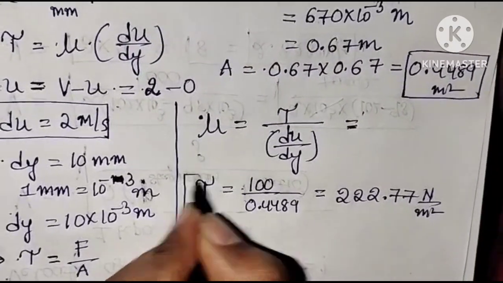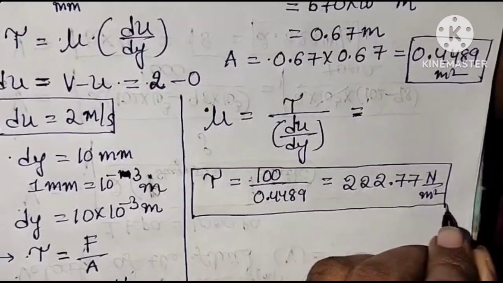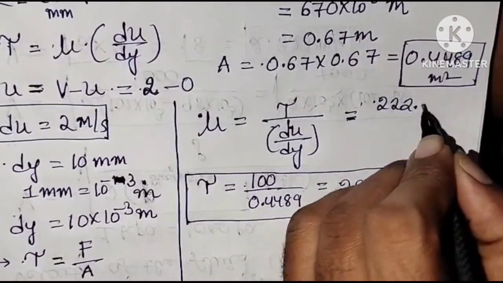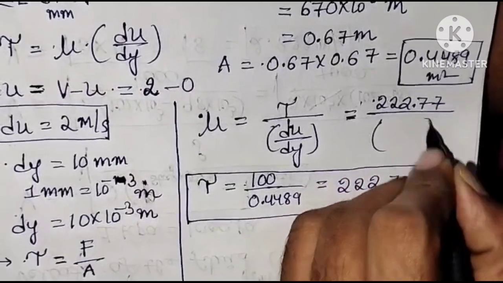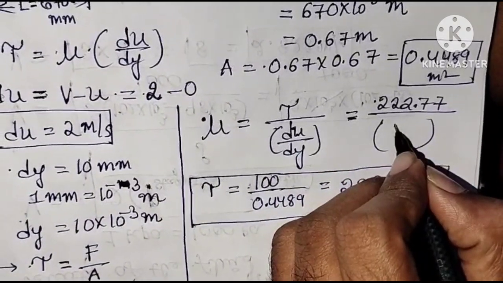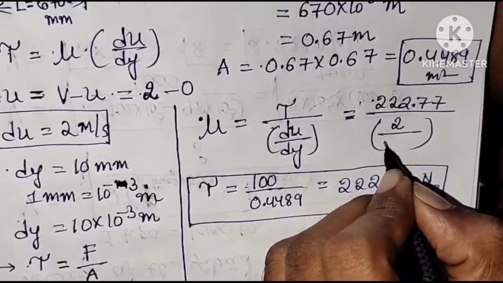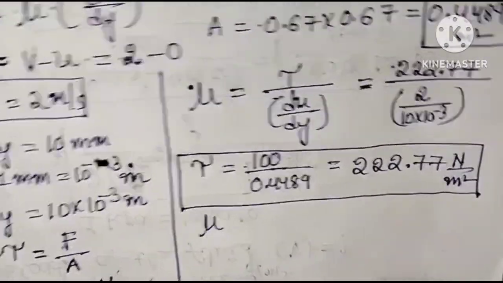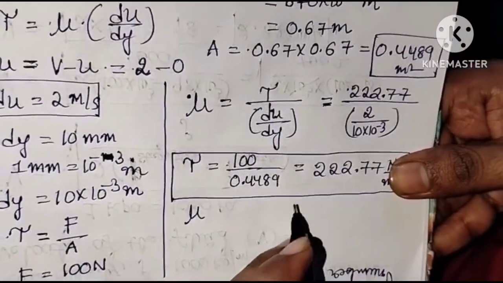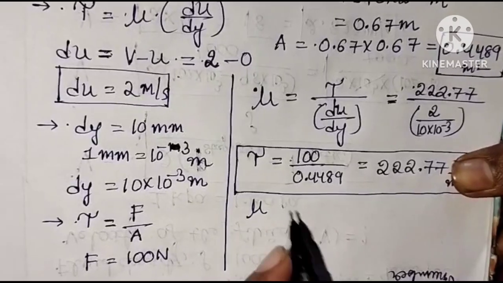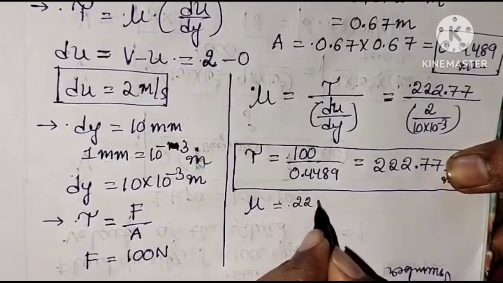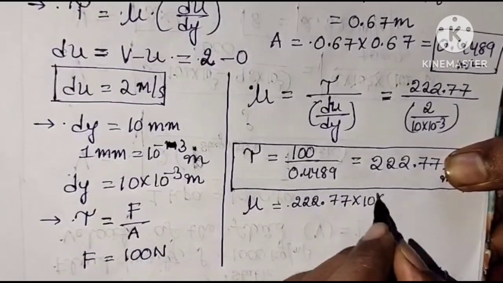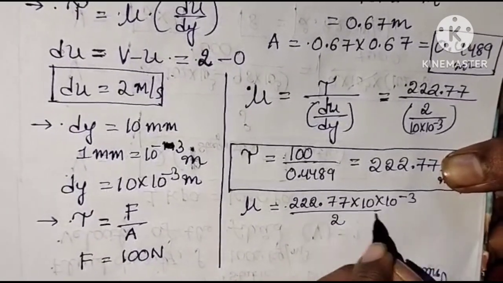Okay. Now we got shear stress. Let us substitute shear stress here. Tau value 222.77 by du, change in velocity, which is 2, by dy, thickness of oil film, 10 into 10 to the power of minus 3. Now mu is equal to 222.77. Take reciprocal in denominator. You will get 10 into 10 to the power of minus 3 divided by 2.